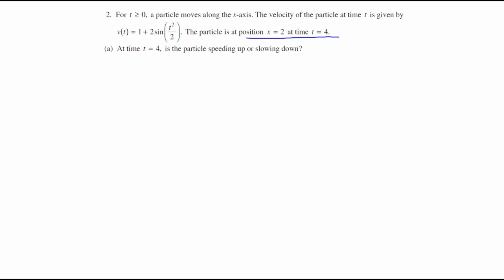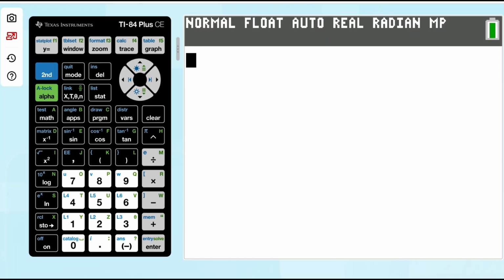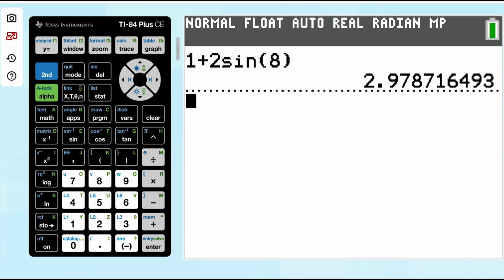Well, determining whether the speed is increasing or decreasing has to do with the velocity and the acceleration. So first we just need to find v of 4. And so we've got a calculator for this problem, so we'll just use our graphing calculator to evaluate v of 4. Right? It's going to be 1 plus 2 times the sine of 4 squared, which is 16, divided by 2, which is just going to be 8, right? Because our t was 4 and it was t squared over 2. So that gives us 2.9787164. I'm just going to say it's 2.979.